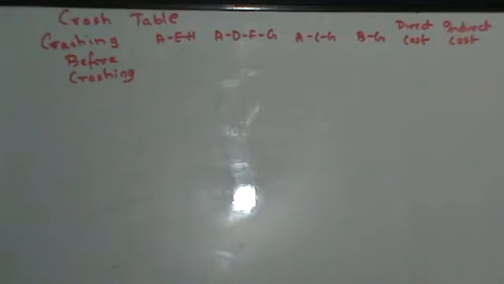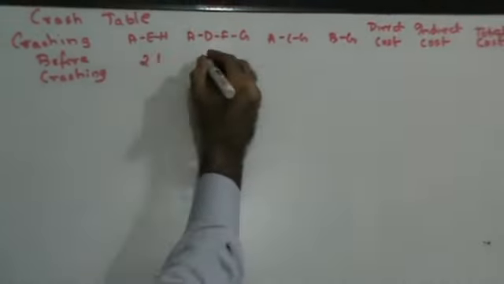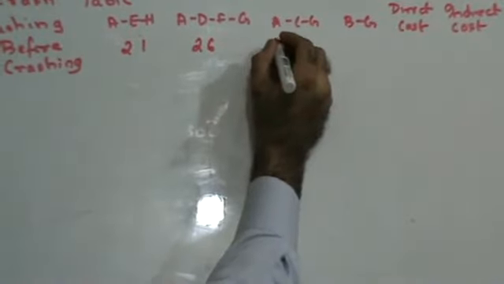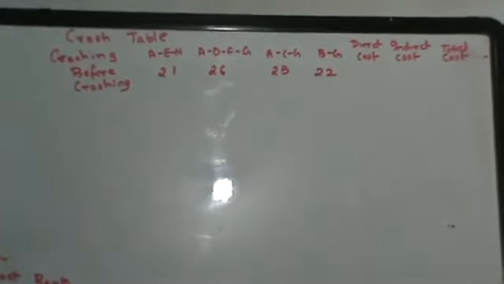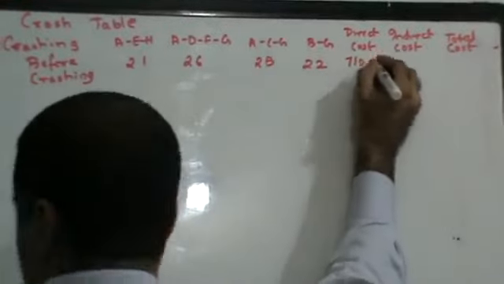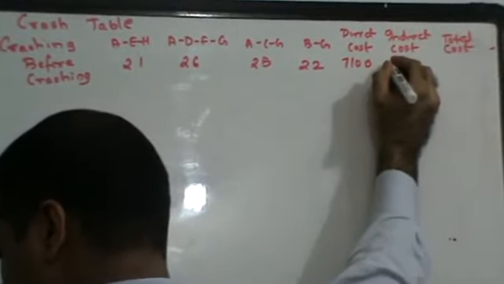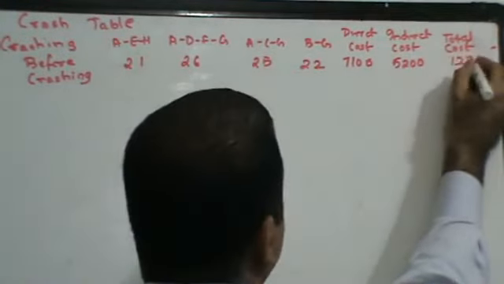So you have the first column, that's your particulars, the paths, direct cost, indirect cost, and total cost. Let's write the duration, guys. Now, the duration for AEH was 21 days. Then it was 26, this is my critical path, 25 and 22. Direct cost we had found out was 7100. Indirect cost I have found out is 5200, and my total cost is 12300.